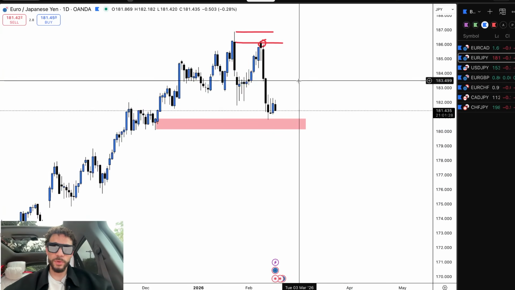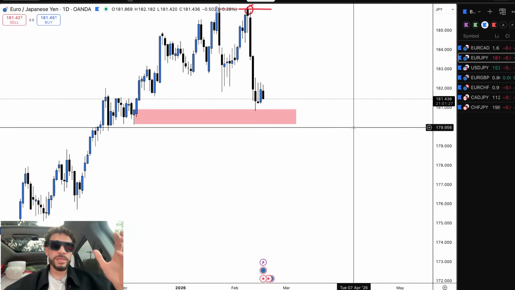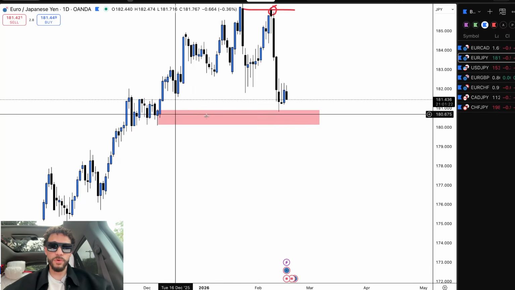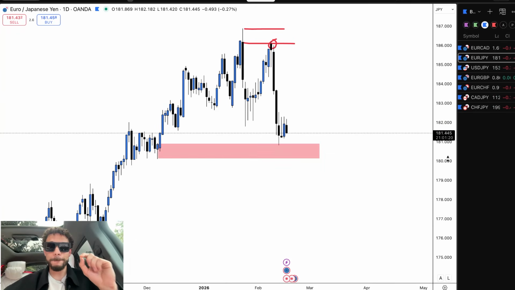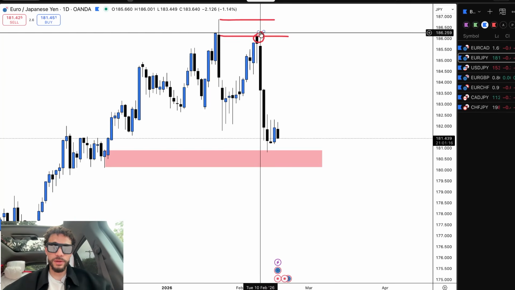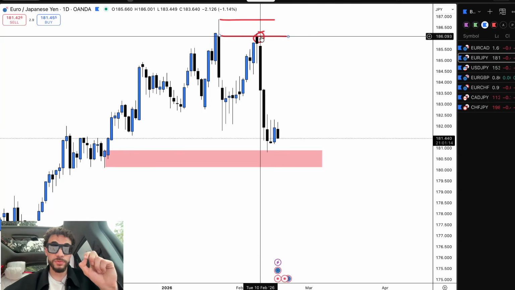Here we're going to move to Euro JPY. This is one that to me is a little bit tricky because you guys can see price over here respects this level over here. It's starting to reject off that level, but price is moving bearish.